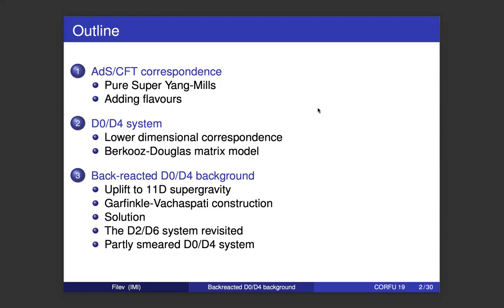This is inspired by work by Cherkis and Hashimoto about the D2-D6 system, so at some point I will revisit that one. And the technique that we're going to use is the Garfinkle-Vachaspati construction to obtain the solution. Then we're going to have to use another additional trick, which is to partially smear some of the D-branes to obtain an easier and more tractable solution.